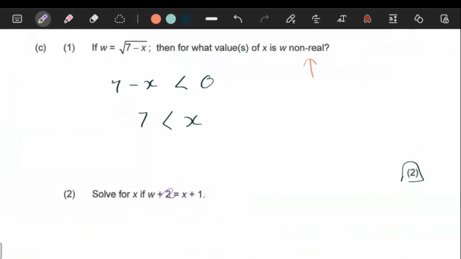The 1 can go over to the other side. It's going to be 2 minus 1. You have w plus 1 here, equal to x. Now, if you're going to solve for x, the idea is you will be asking yourself, but what value of w are you going to choose?